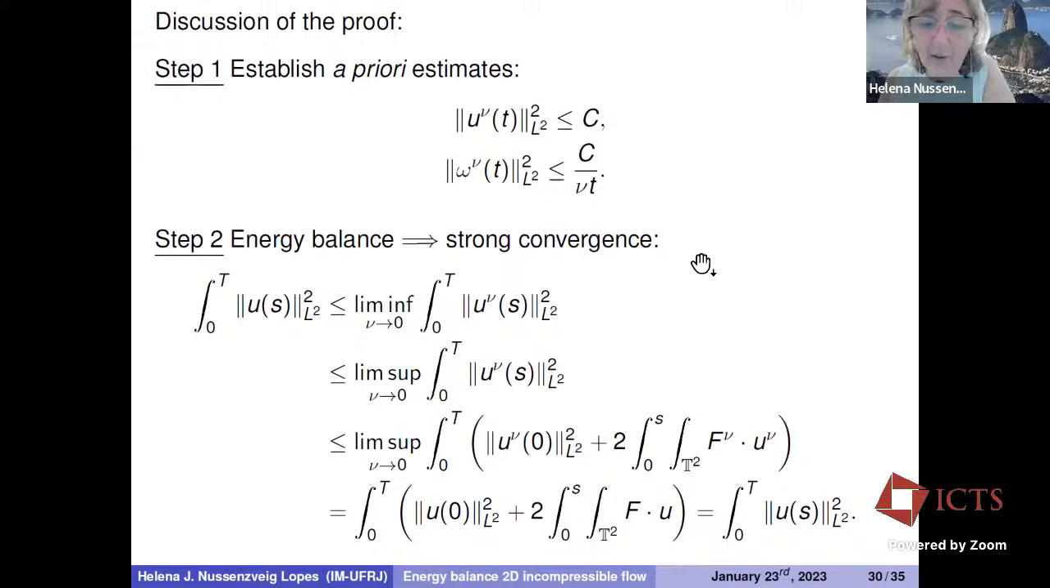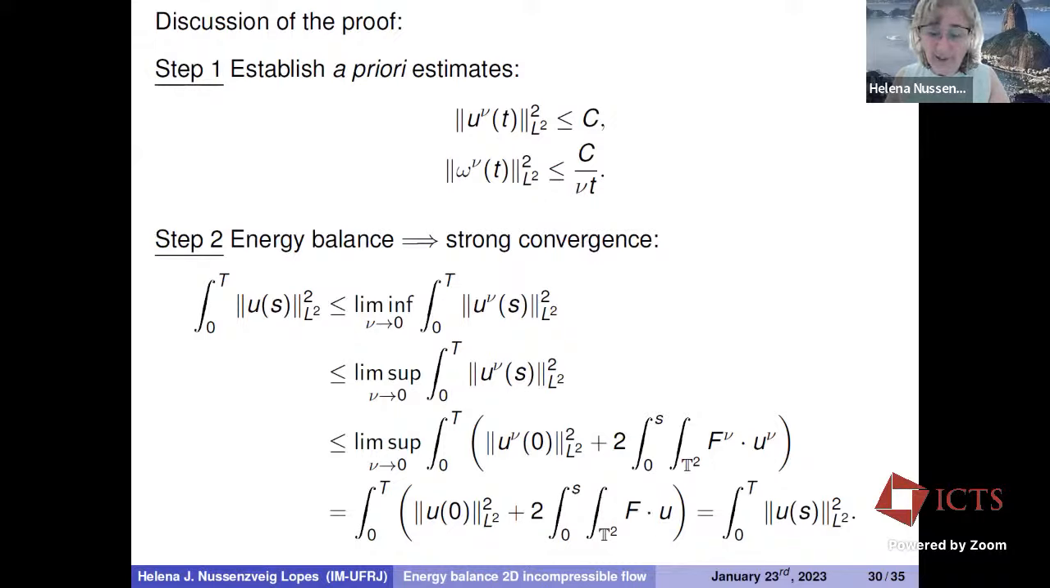And now you use the energy inequality with forcing, which says that the L2 norm squared of the viscous flow is less than or equal to the initial L2 norm squared plus twice the integral from 0 to time s of the integral on the torus of F nu times U nu. And U nu converges weakly to U. F nu was assumed to converge strongly to F. So for each fixed s, you have a weak-strong pair here, which will converge to the corresponding object without the parameter nu.